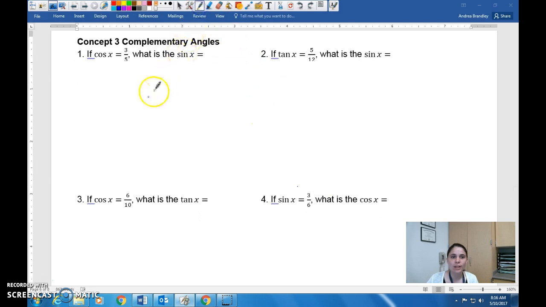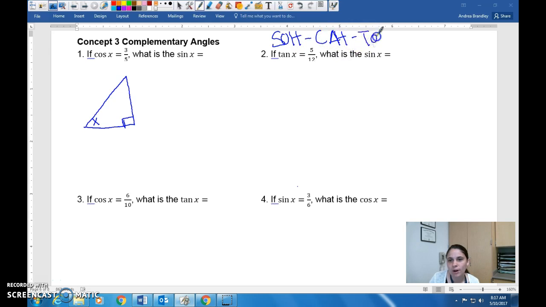So I'm going to go ahead and draw a triangle so I can kind of see these relationships that I'm talking about. So if I have a right triangle, and I'll pick an angle to be x, so we'll say this angle is x. So the cosine of x, and I'll go ahead and put our mnemonic up here to remind us, cosine is adjacent over hypotenuse. So if this is 3 over 5, adjacent is 3, and hypotenuse is 5.